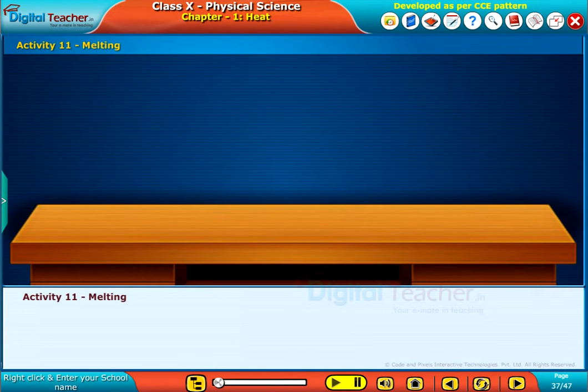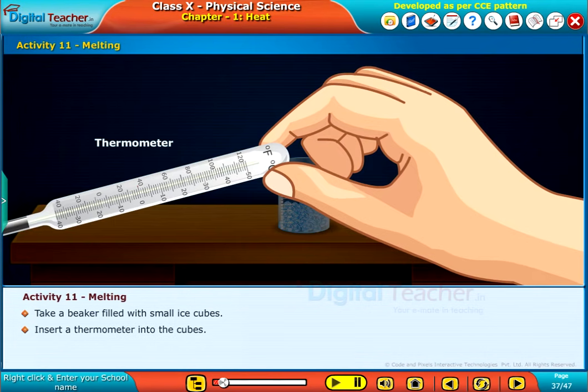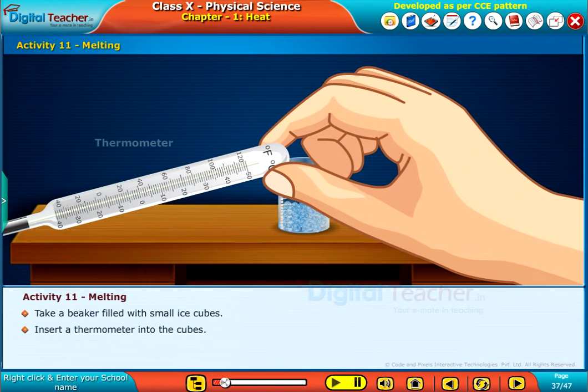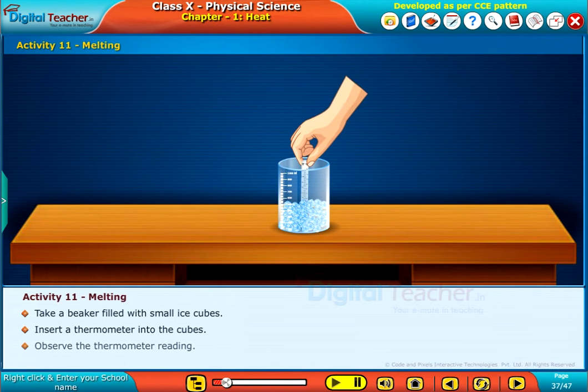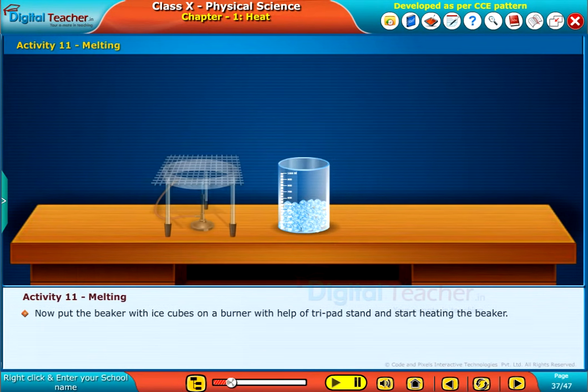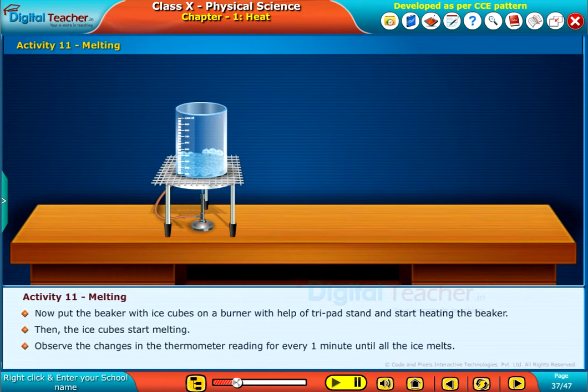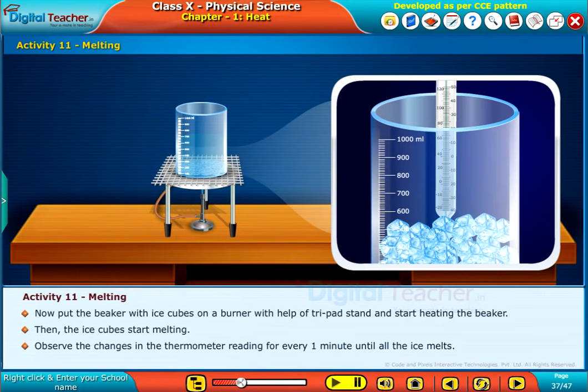Let us perform an activity for melting. Take a beaker filled with small ice cubes. Insert a thermometer into the cubes. Observe the thermometer reading. Now put the beaker with ice cubes on a burner with help of tripod stand and start heating the beaker. Then the ice cubes start melting. Observe the changes in the thermometer reading for every 1 minute until all the ice melts.